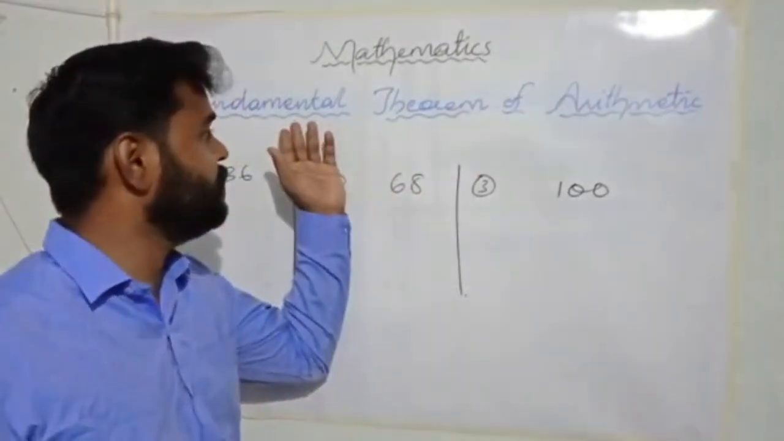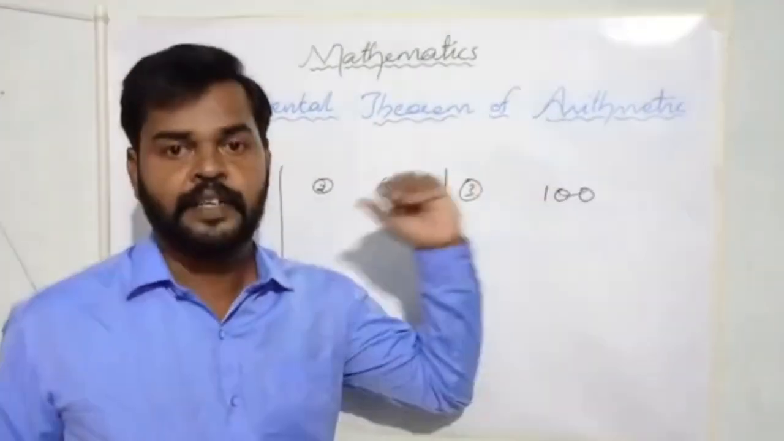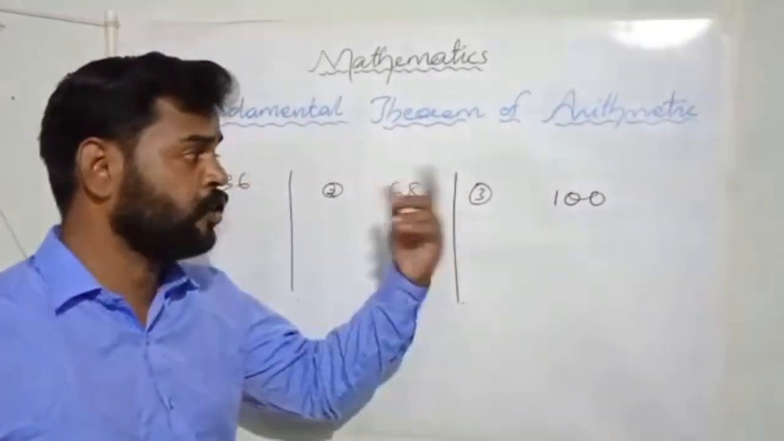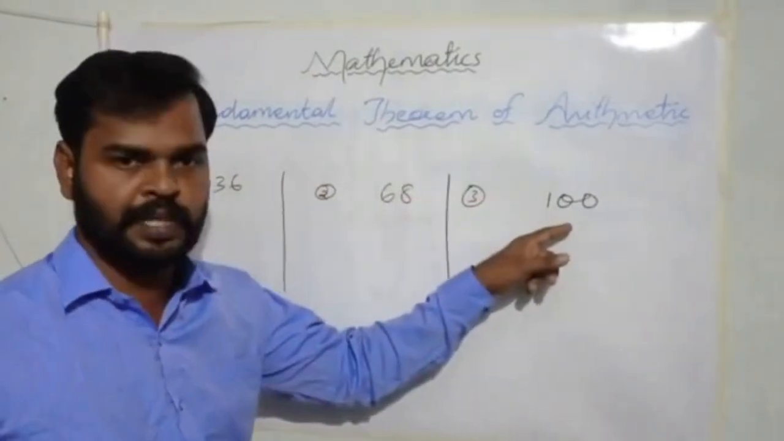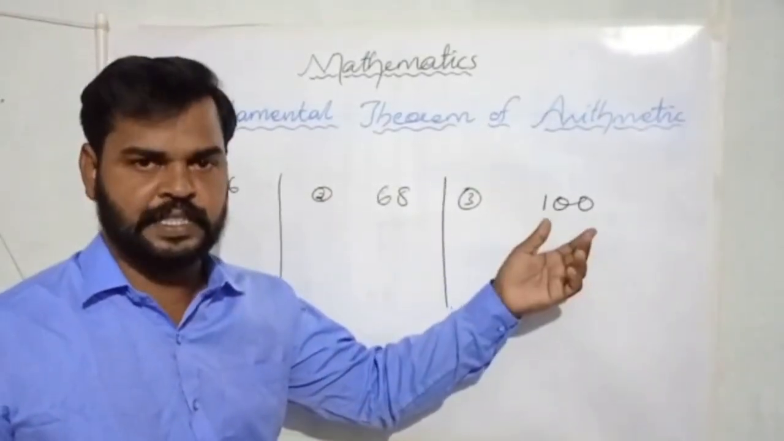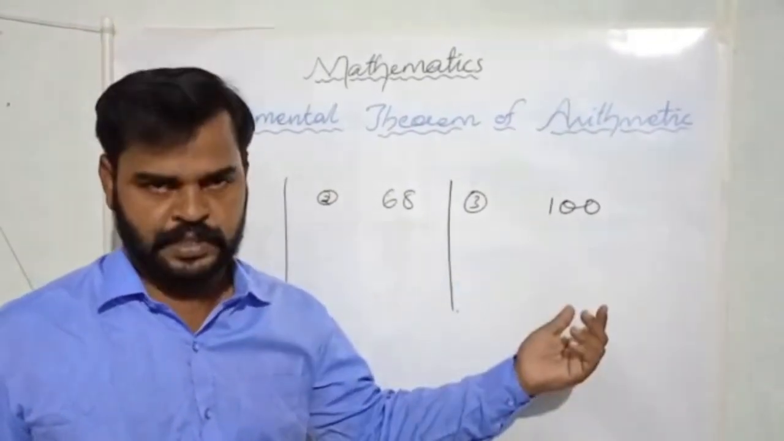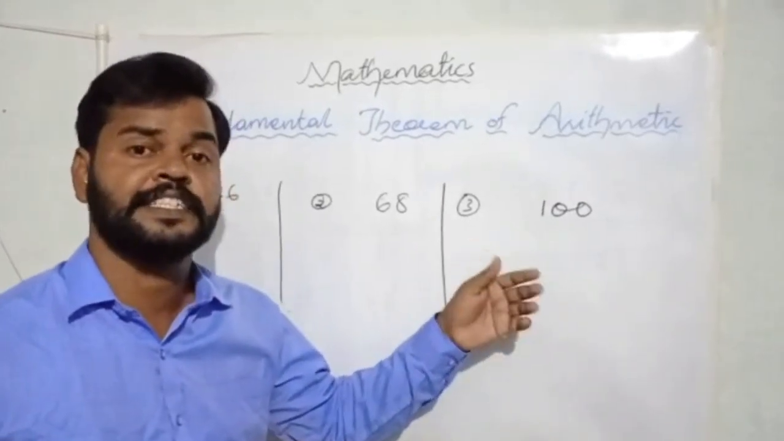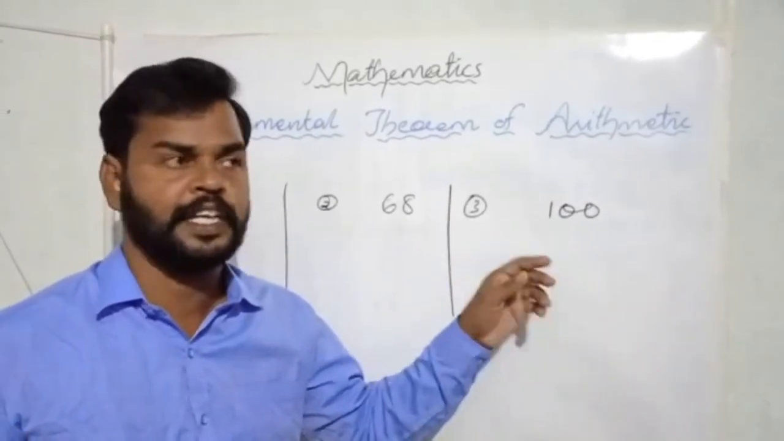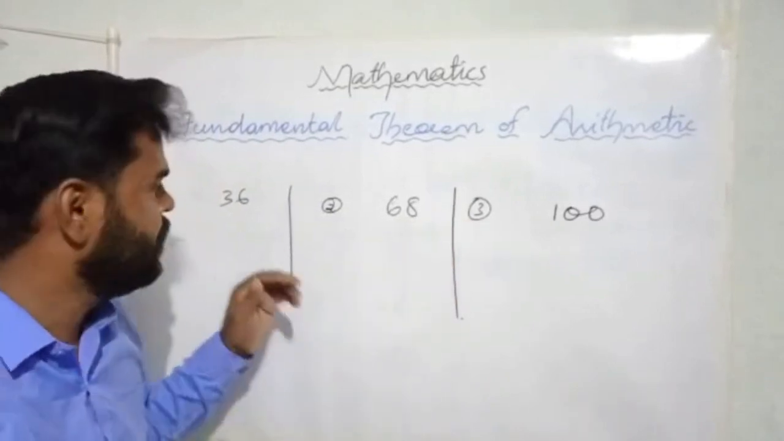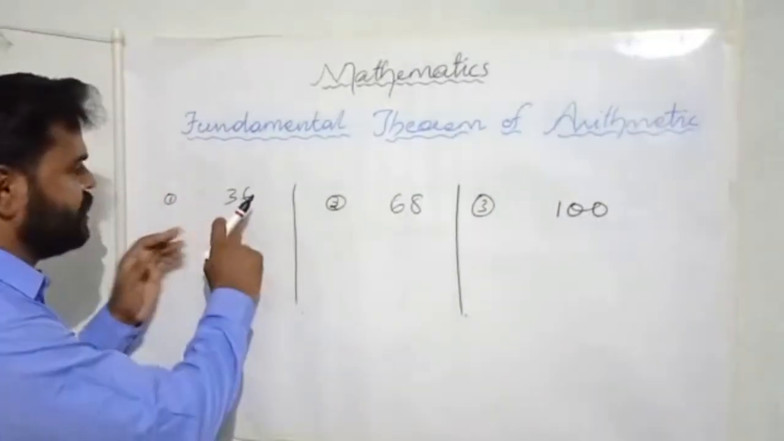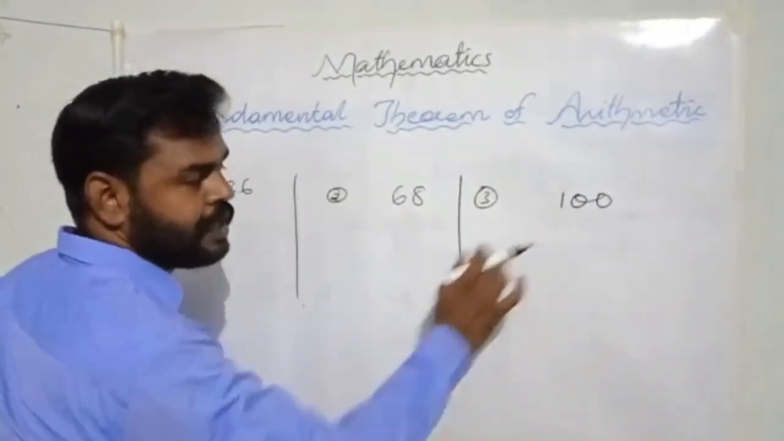Already we discussed the Fundamental Theorem of Arithmetic. The Fundamental Theorem of Arithmetic is: every composite number we can express as the product of primes, and this prime factorization is unique apart from the order in which the prime factors occur. We discussed it. Now let us factorize 36, 68 as well as 100.